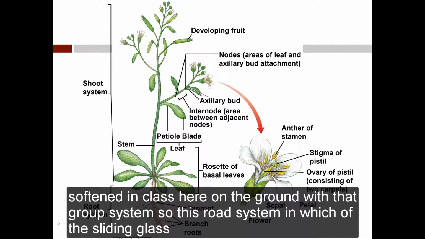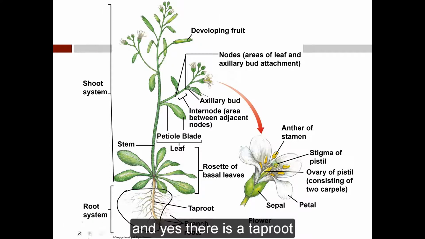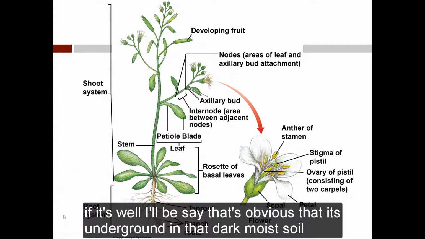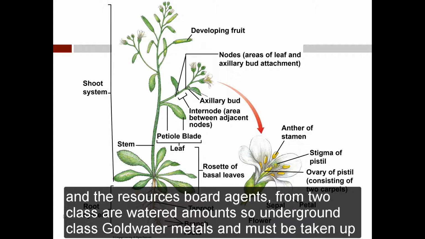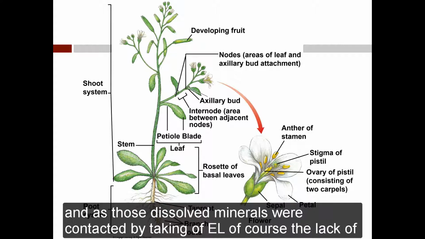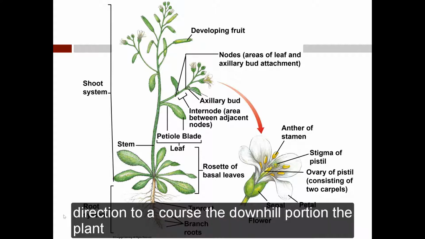So this root system in which I'm describing, class, and yes, that is a tap root. It's, well, I hope you say that's obvious that it's underground in that dark, moist soil. So what happens here with this root system is it's there to take in these resources. And the resources or nutrients I'm referring to, class, are water and minerals. So underground, class, those water and minerals, they must be taken up. And as those dissolved minerals or inorganic nutrients are taken up, they will, of course, go in that up direction to, of course, the aerial portion of the plant.